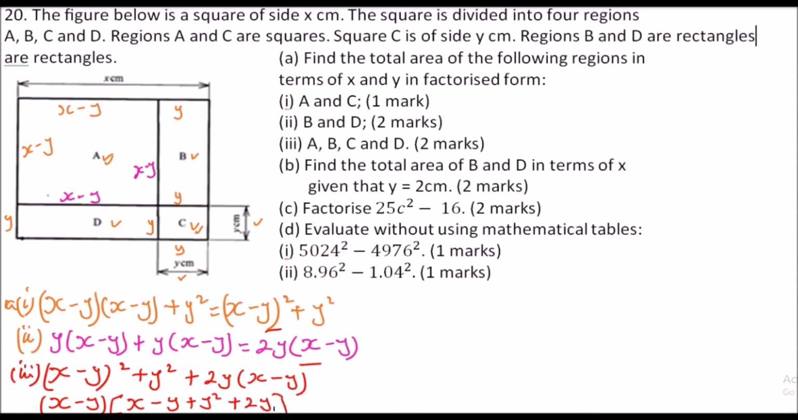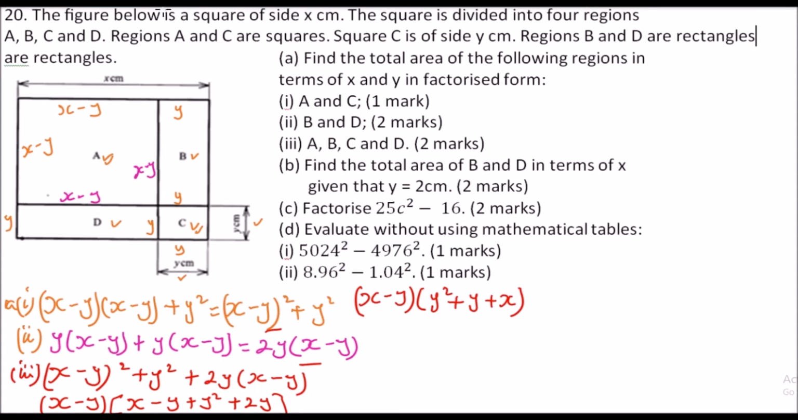That is how we factorize, and we can rearrange that and say this is x minus y into bracket. Since we are supposed to leave it in factorized form, we put bracket. We will start with the y squared. We have minus y plus 2y. That will give us 1y plus y, and then we have plus x. So that is the total area of all the regions A, B, C, and D.